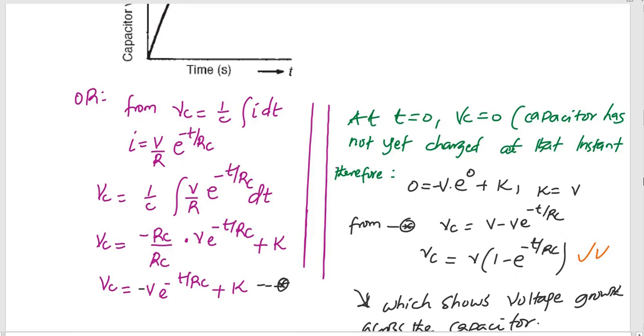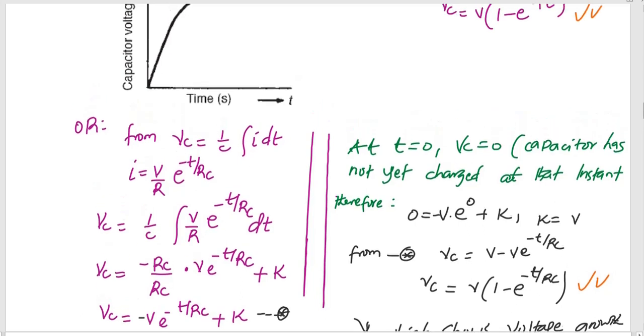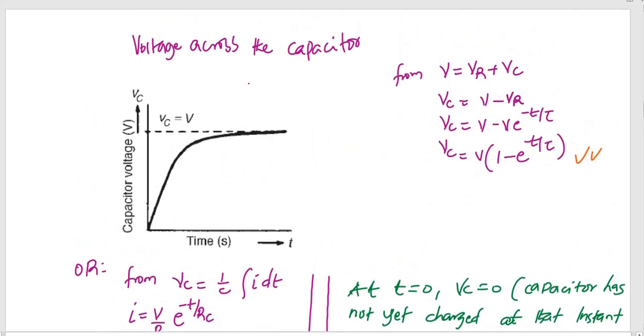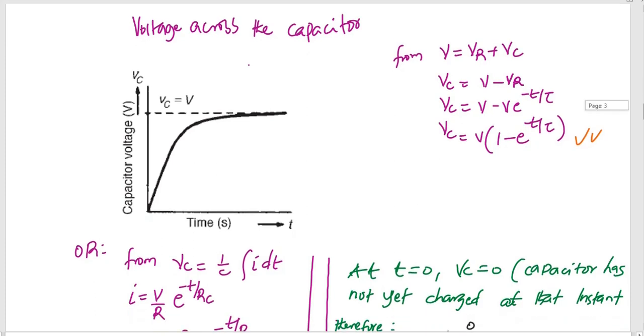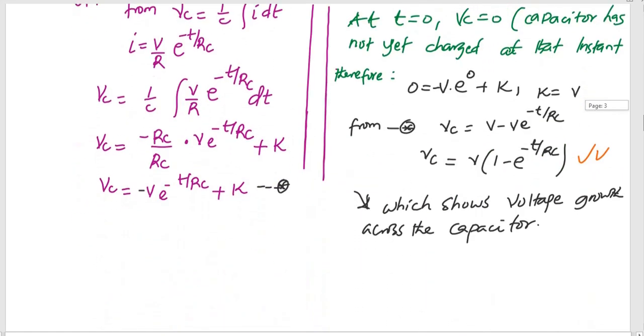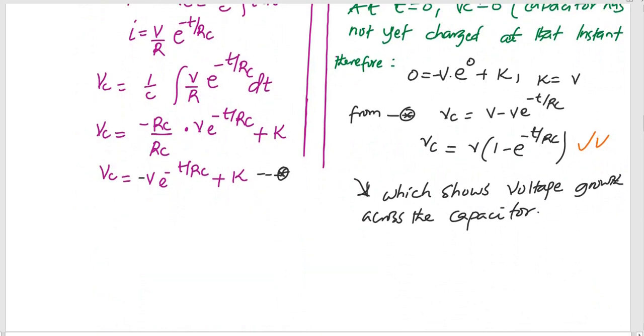Now, when we look at the graph plotted, we see that there is an exponential growth of voltage across the capacitor. So that's why we see that the voltage across the capacitor grows up to a constant VC equivalent to the voltage source, and therefore we can say this is a capacitor charging, and the graph shows us the voltage growth across a capacitor.